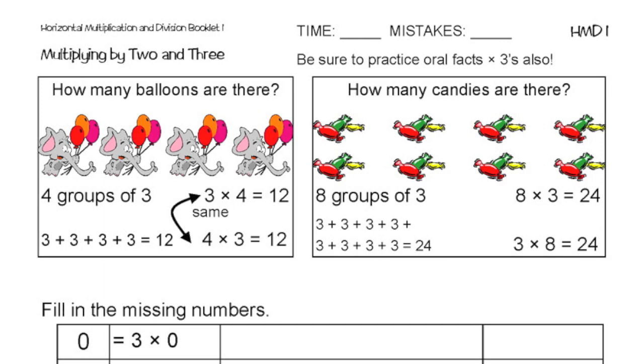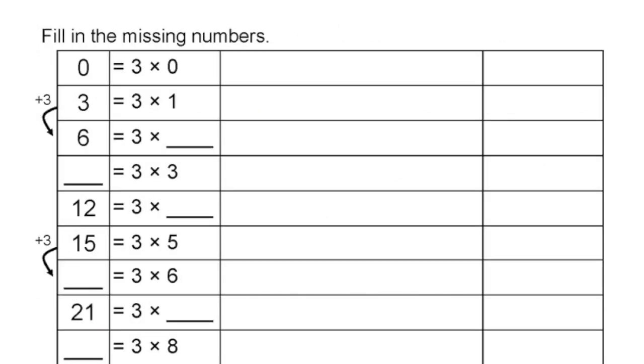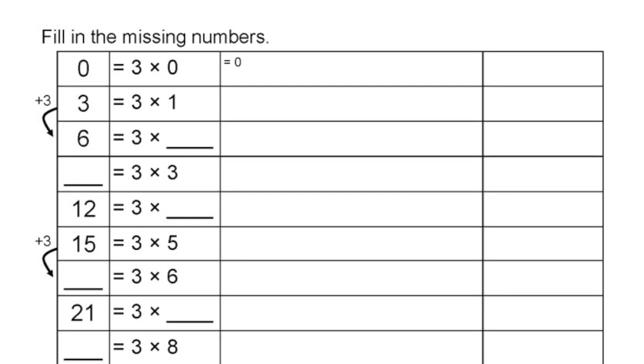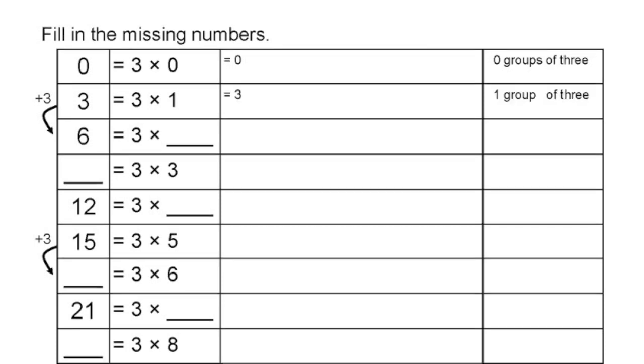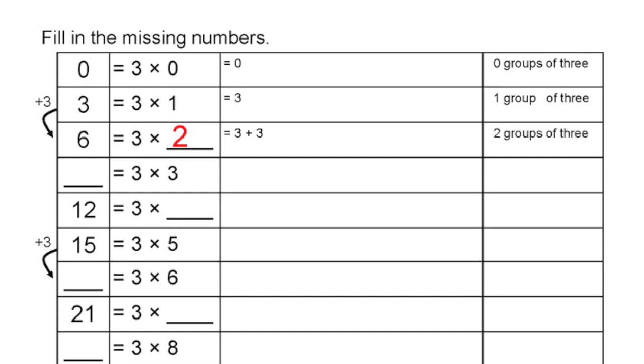So moving down, I can go ahead and just fill in the missing numbers. 0 is equal to 3 times 0, so that's just going to be equal 0 and 0 groups of 3. Then, if I add 3 to the next one, I'm going to have 3 is equal to 3 times 1. I've added 1 3 to it, so that's 1 group of 3. Adding 3 again, 3 plus 3 is equal to 6. So it gives you 3 times 2, because there are 2 groups of 3 to make 6.